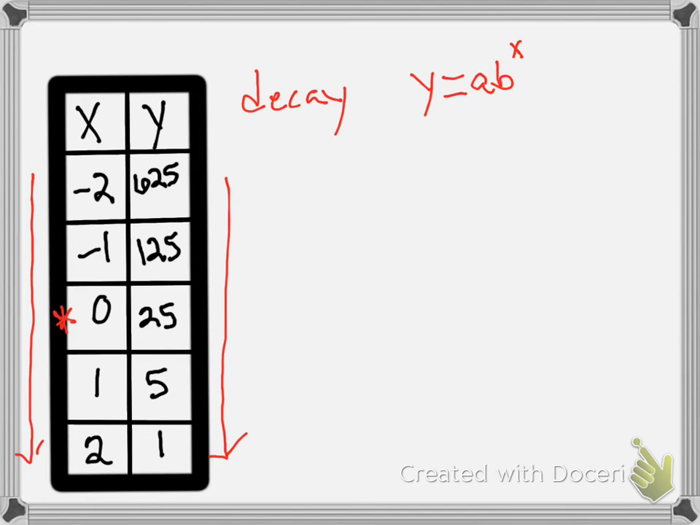Our y-intercept, we've got that. Where x is 0, the y value is 25. So a will equal 25. Now, when you go to figure out the factor or your multiplier here, guys, when you look, you notice that the y values are getting smaller, okay?